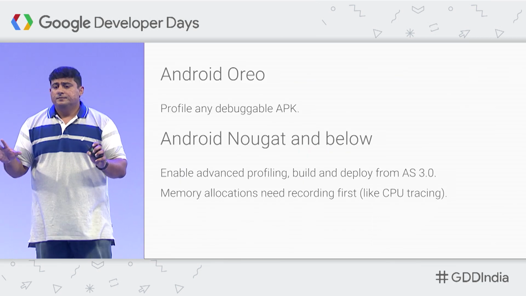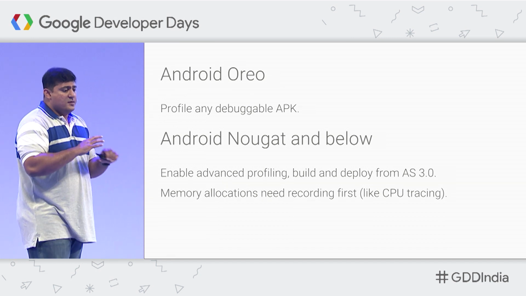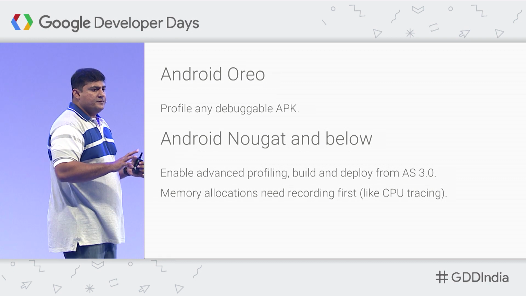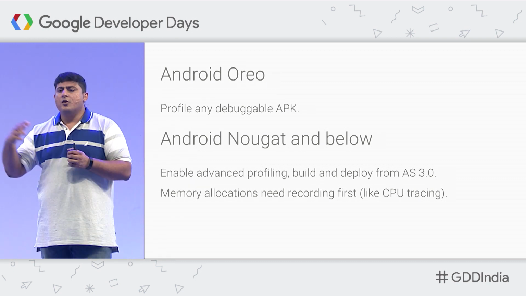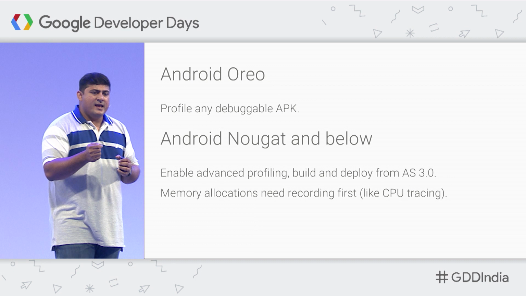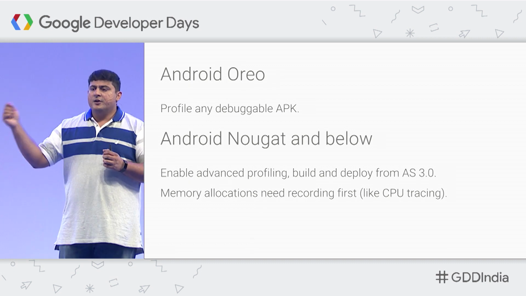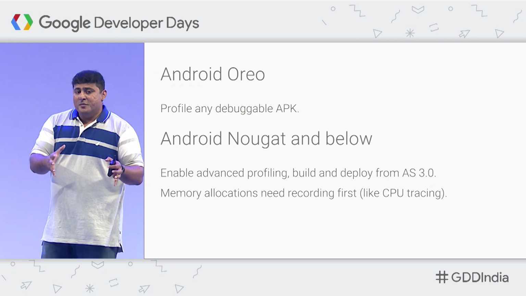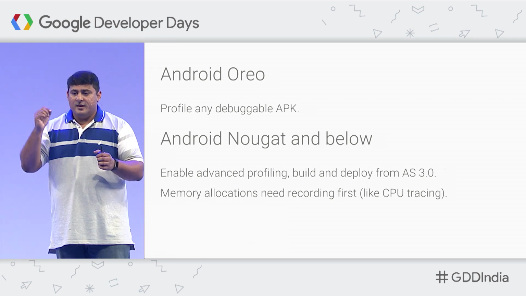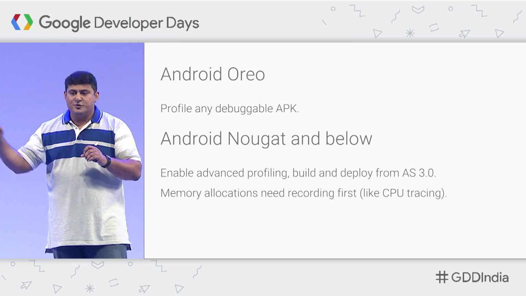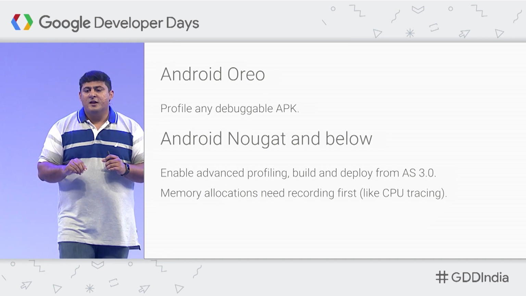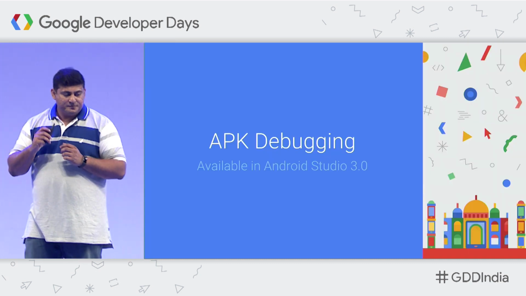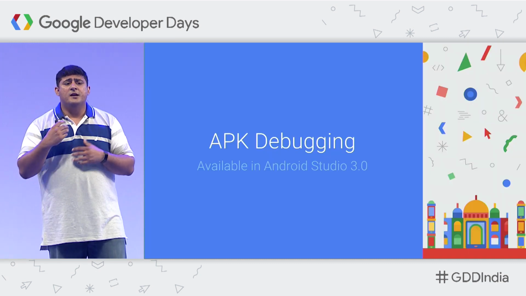Now with Android Oreo, you can profile any debuggable app without any changes to it. But if you're targeting Nougat or below, you would have to enable advanced profiling and build it on Android Studio 3.0. In order to enable this, if you're running the app, the system will prompt you with a nice dialog. So you just have to say OK, and advanced profiling will be automatically enabled for you. The second one I want to talk about is API debugging.